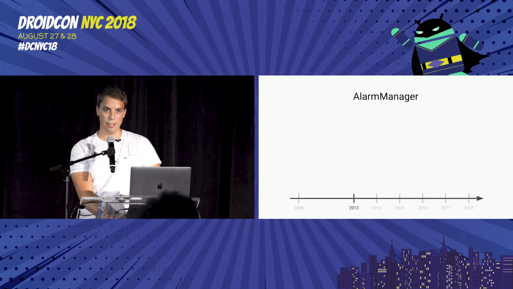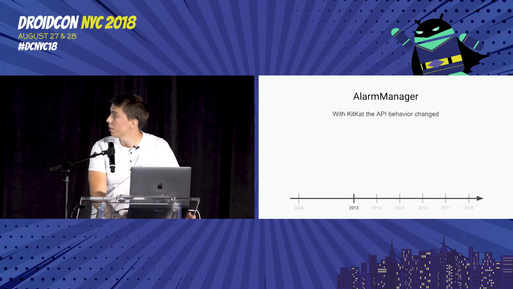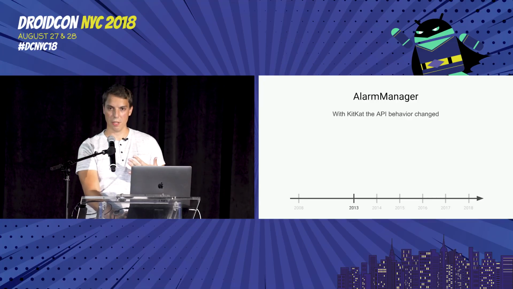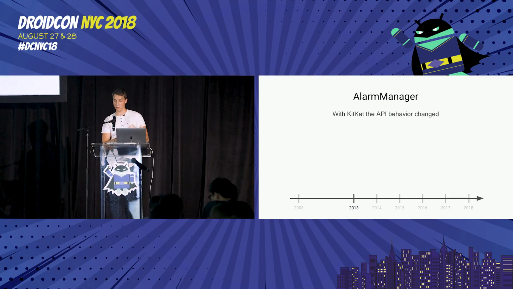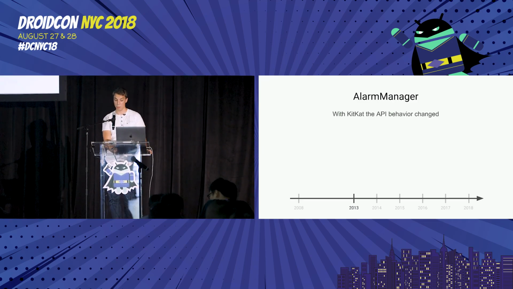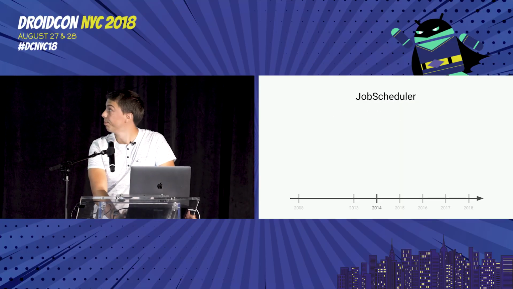So it took a while until Google changed something, and the first change came with Android KitKat in 2013. And there Google changed the API. Suddenly, all those alarms that you scheduled were inexact. Before, they were always exact. You said, run this in 2 hours, and it ran in exactly 2 hours. Now all of them were inexact. And the reason for this is, of course, Google wants to batch those alarms and improve for battery life. And instead, we got a new method for scheduling exact jobs.